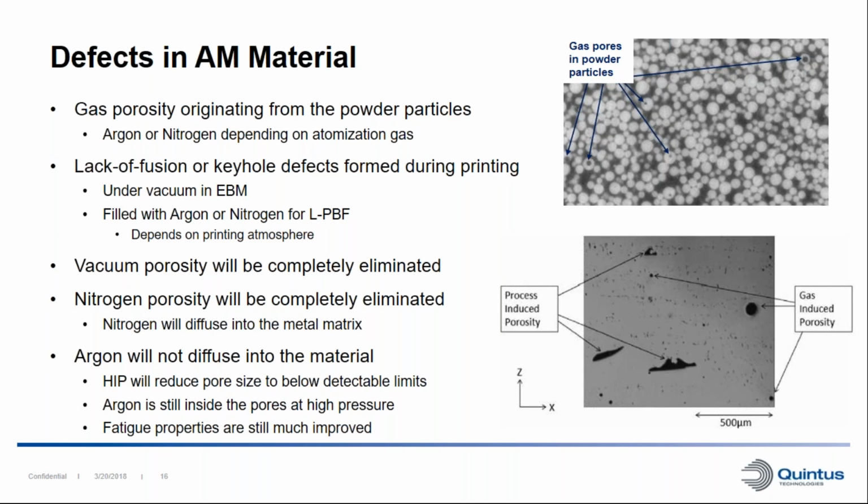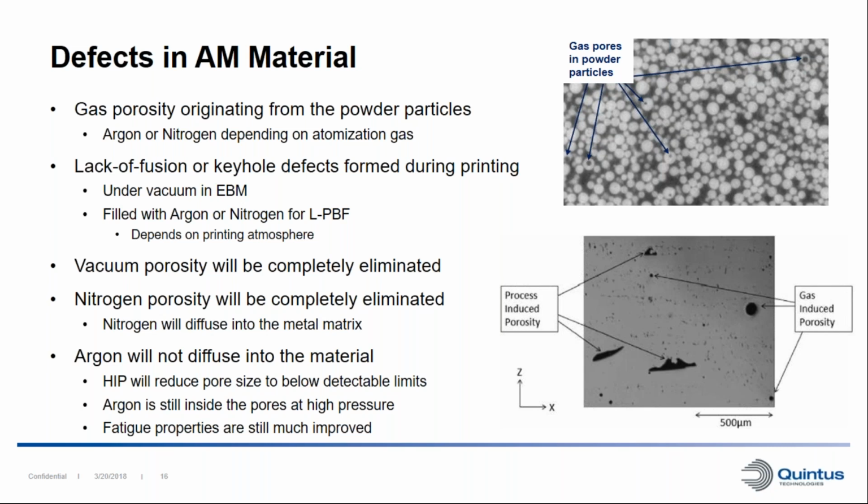However, the pore is actually not completely eliminated. Since the argon is still there, and since we're decreasing the size of the pore a lot, we will actually have high pressure argon inside the pore. However, this is not something new. We have had this kind of argon porosity in powder bed fusion material since the beginning of this process.